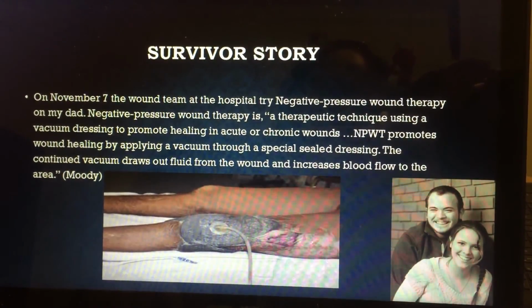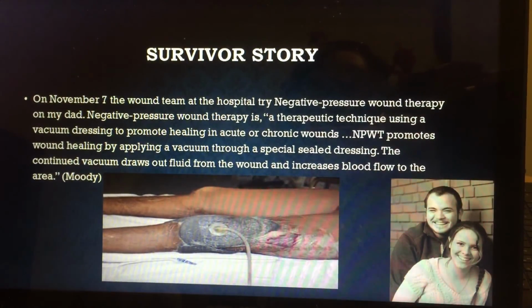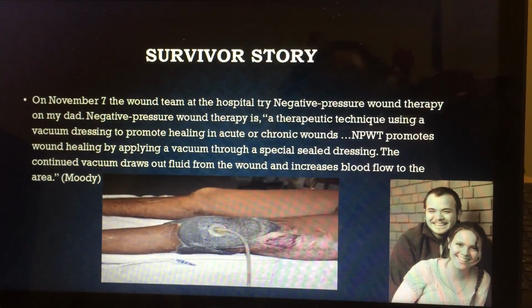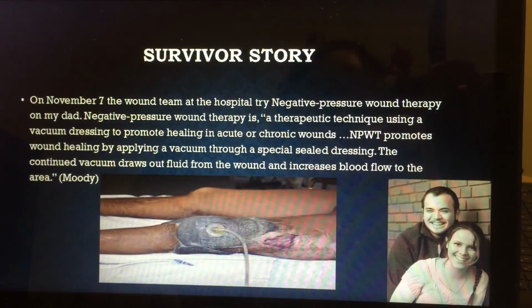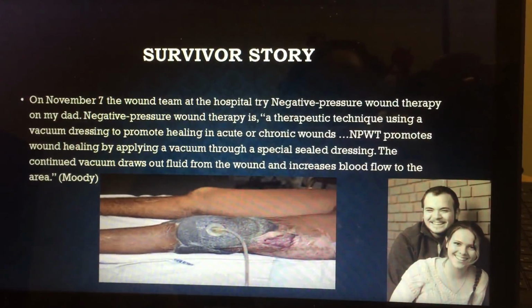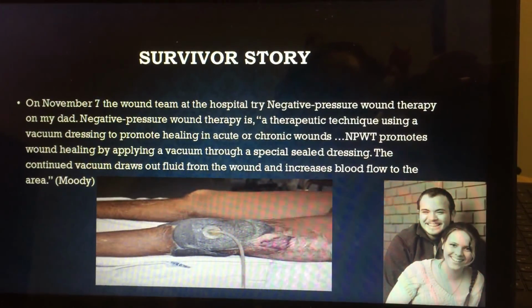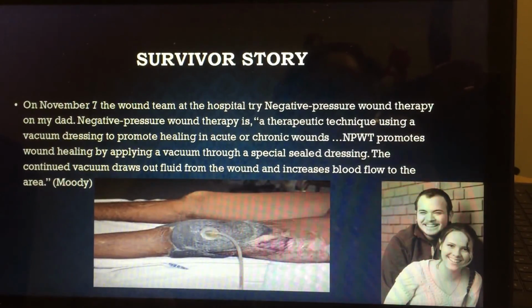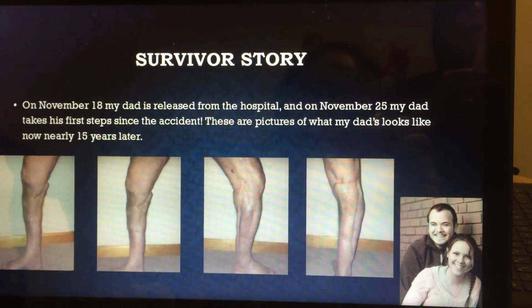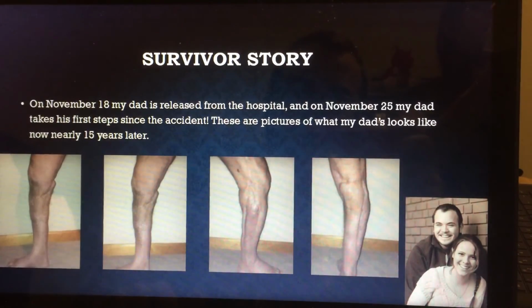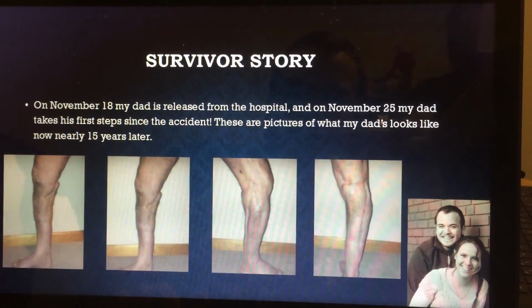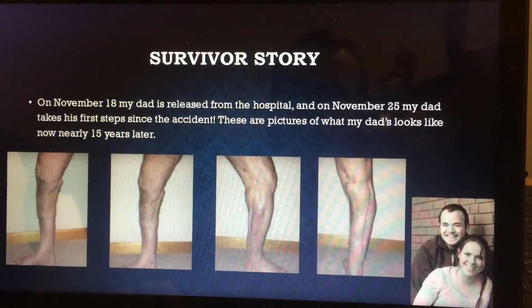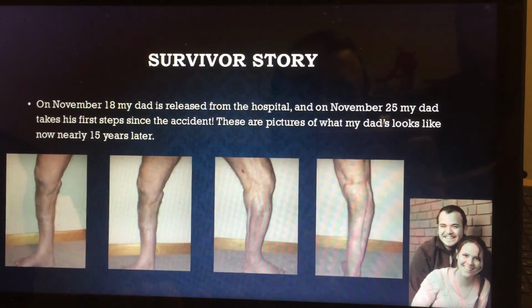Negative pressure wound therapy is a therapeutic technique using a vacuum dressing to promote healing in acute or chronic wounds. It promotes wound healing by applying a vacuum through a special sealed dressing. The continued vacuum draws out fluid from the wound and increases blood flow to the area. On November 18th, sufficient healing has occurred for my dad to be released from the hospital. And on November 25th, my dad takes his first steps since the accident.